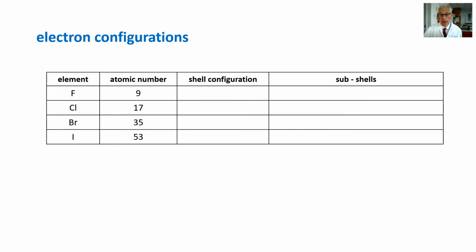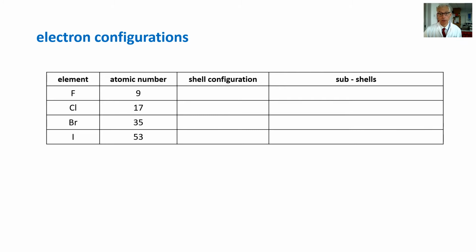Moving on to electron configurations of the halogens. For each of the halogens, you have the atomic number. Could you write a shell configuration and a subshell configuration for each halogen in turn? Pause the video, come and check your answers when you are ready.